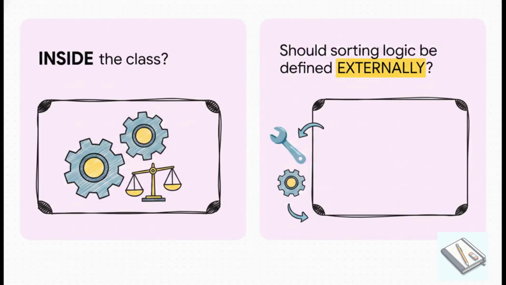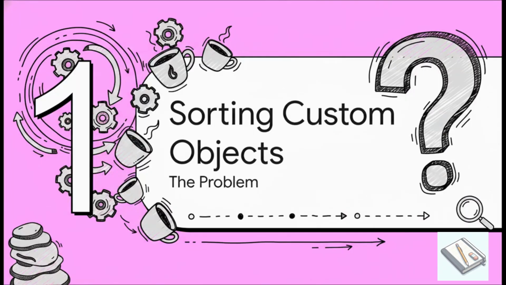And really, it all comes down to one big design question. Should an object fundamentally know how to sort itself, or should the sorting rules be something you apply from the outside? In this explainer, we're going to make sure you walk away knowing the clear difference between these two approaches and exactly when to use each one. Okay, so let's get into it.